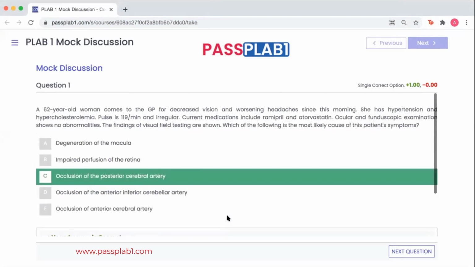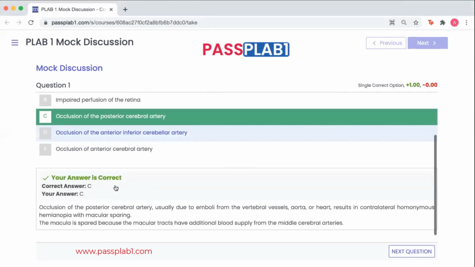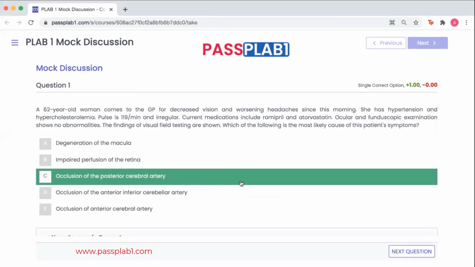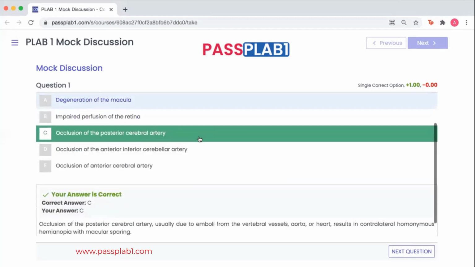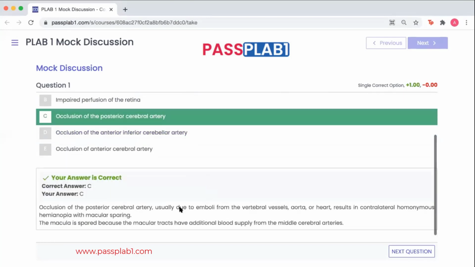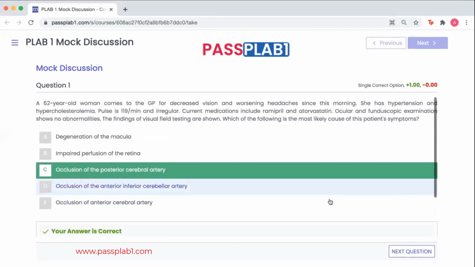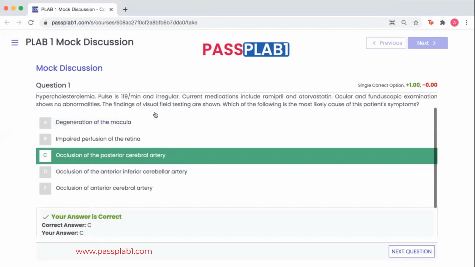So the answer for this one was occlusion of the posterior cerebral artery. I'd already clicked it earlier on, but usually due to emboli, you get posterior cerebral artery occlusion when you have emboli from the vertebral vessels, the aorta or the heart, and you get contralateral homonymous hemianopia with macular sparing. Macula is spared because macular tracts have additional blood supply from middle cerebral arteries. So that was the answer for this question.